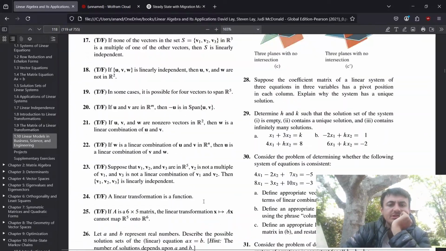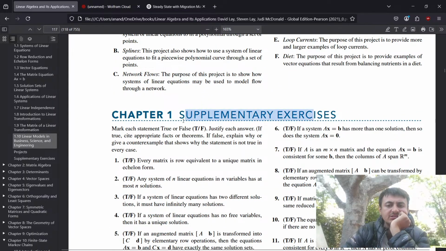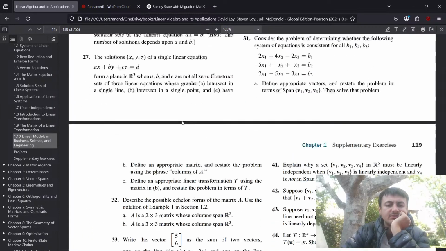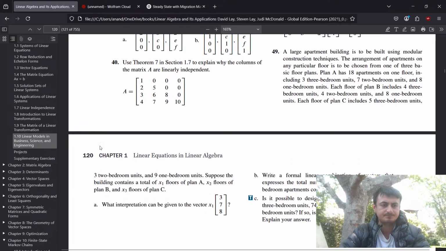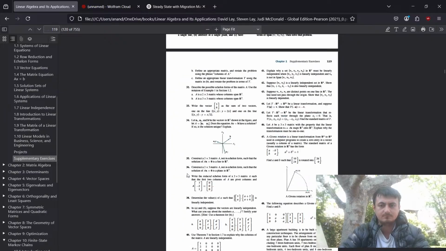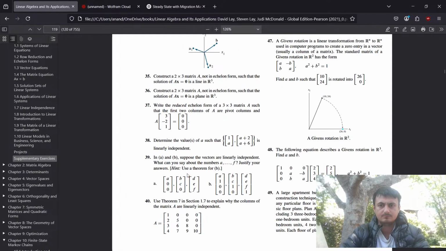Okay, I think we'll do these before the test. So we'll do the supplementary exercises before the test. But we did most of 1.10, so we're good there. All right.